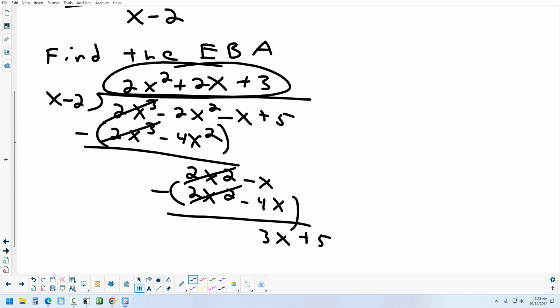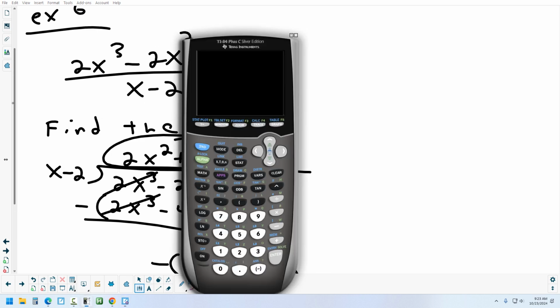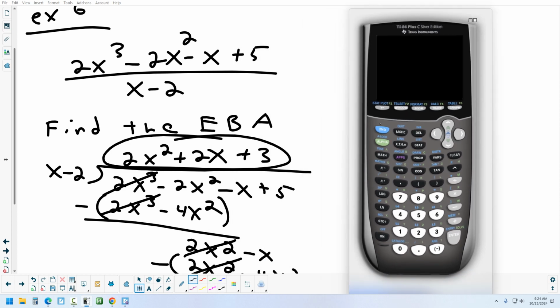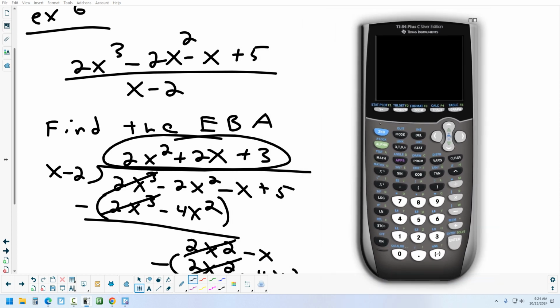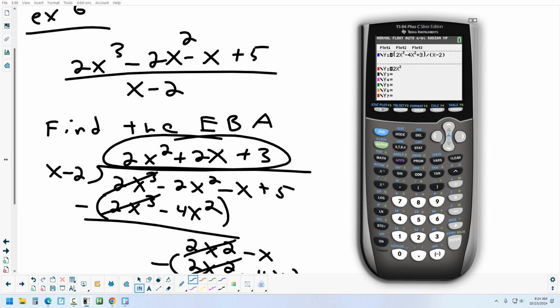Okay. So now let's graph the original problem. Let's graph the EBA, and what should happen on the left and the right ends? They should each be getting closer and closer. So this is a more complicated EBA. I wouldn't have you sketch it, but I might have you find it, just like we did there.